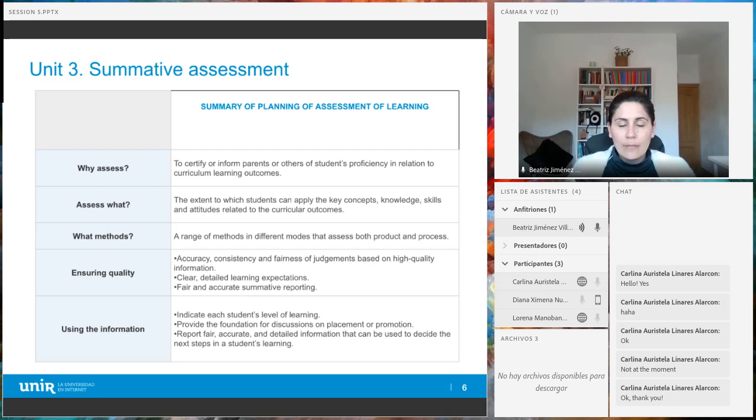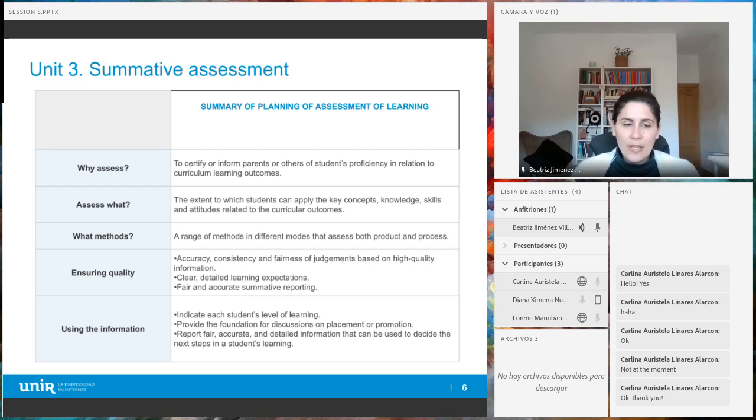Methods. What methods? Well, it's very important, as we have already mentioned, to use a variety of methods, a range of methods in different modes that assess the product and the process. Okay, so it's important that we assess our students using, again, different methods to make sure that we get a very holistic perspective on their performance on the language. Then, to ensure quality, we need to know that accuracy, consistency, and fairness of judgment need to be present based on high quality information.